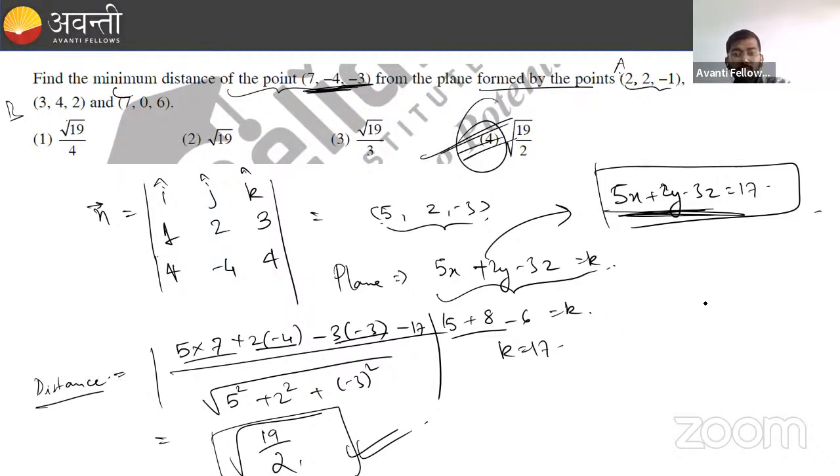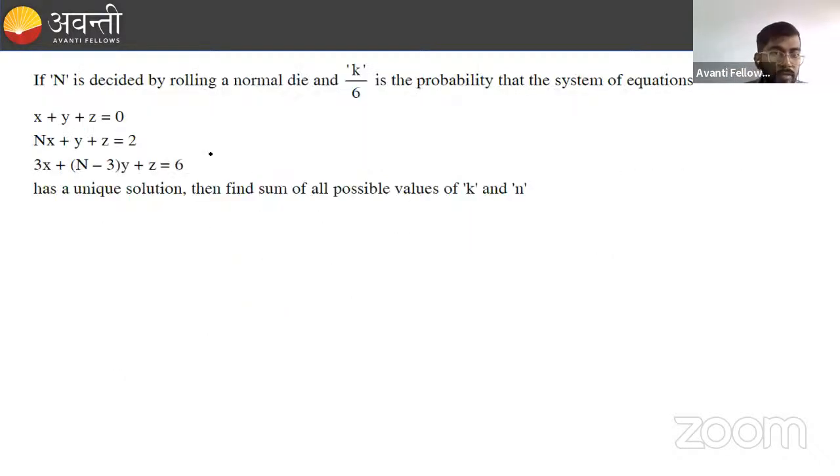Let's go ahead. Okay. So now if n is decided by rolling a normal die and k by 6 is the probability that the system of equations has a unique solution, then find the sum of all possible values of k and n.